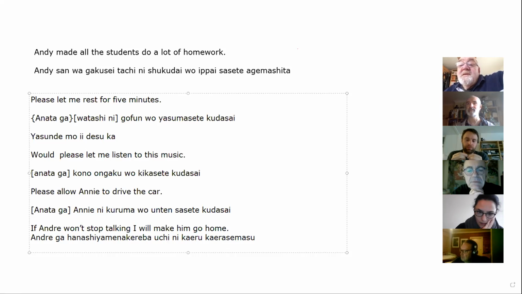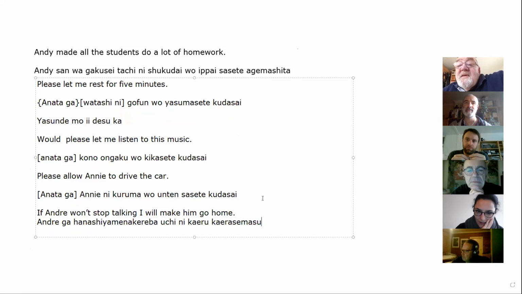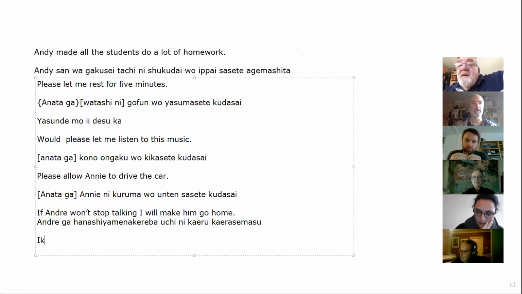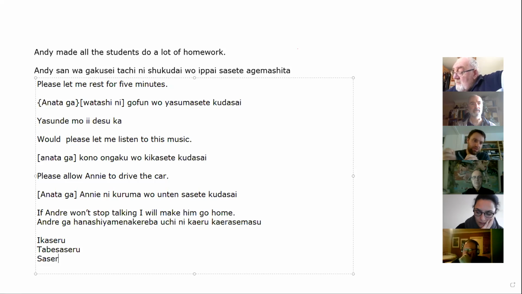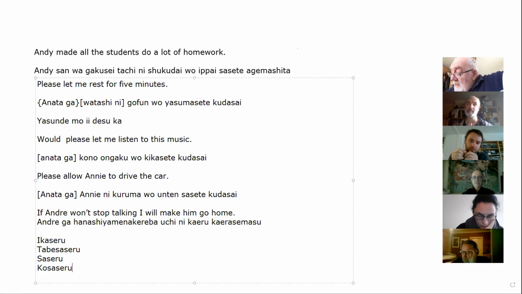Kaerasemasu. Jeez. Yeah. So, guys, like all the other conjugations, it's going to be a lot easier to remember the method if we just remember one version of each. So there's 4 verbs you need to remember: ikaseru, tabesaseru, saseru, and kosaseru. So we just need to memorize these 4. Then we've got a model for all of the group 1, group 2, and group 3 verbs.